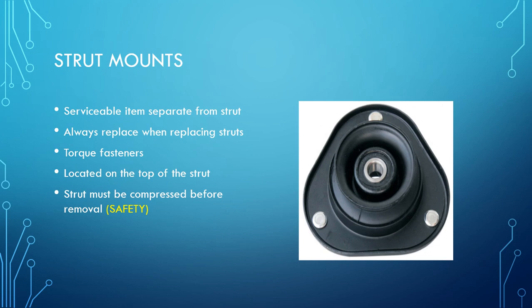All fasteners need to be torqued. And we're talking about fasteners, so the three attachments to the body, lock nuts, torqued to spec, and the main collar nut that attaches the strut to the mount, as well as a lock nut, must be torqued to specs. It's located on the top of the strut.